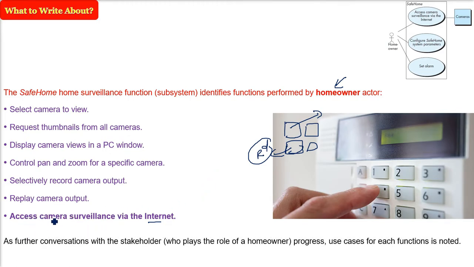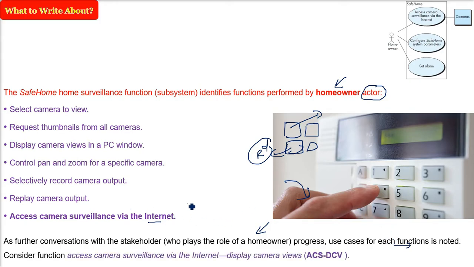Now, when you talk with the stakeholder, here we are talking about the homeowner, whosoever is playing the role of the homeowner, when the conversation, the requirement gathering takes place, a use case for each function will be noted down. This is what you have to write about. I'll tell you what he is going to say, and I'll tell you also what you are going to get out of what he has said. So a use case for each function is to be noted.